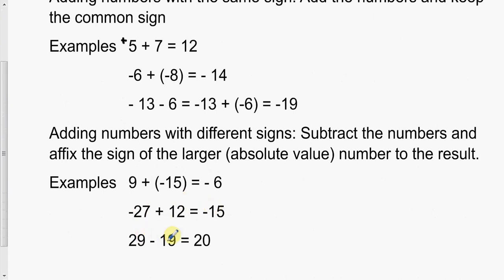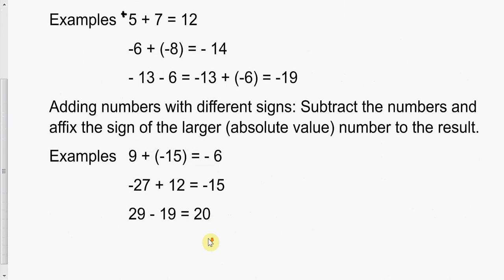29 minus 19 is just regular subtraction. Subtract 19 from 29. Still the same principle. 29 is positive, 19 is negative. We subtract, we get 20. We affix the sign of the number with a larger absolute value. Well, 29 is bigger than 19, so 29 is positive, so the answer is positive, 20.